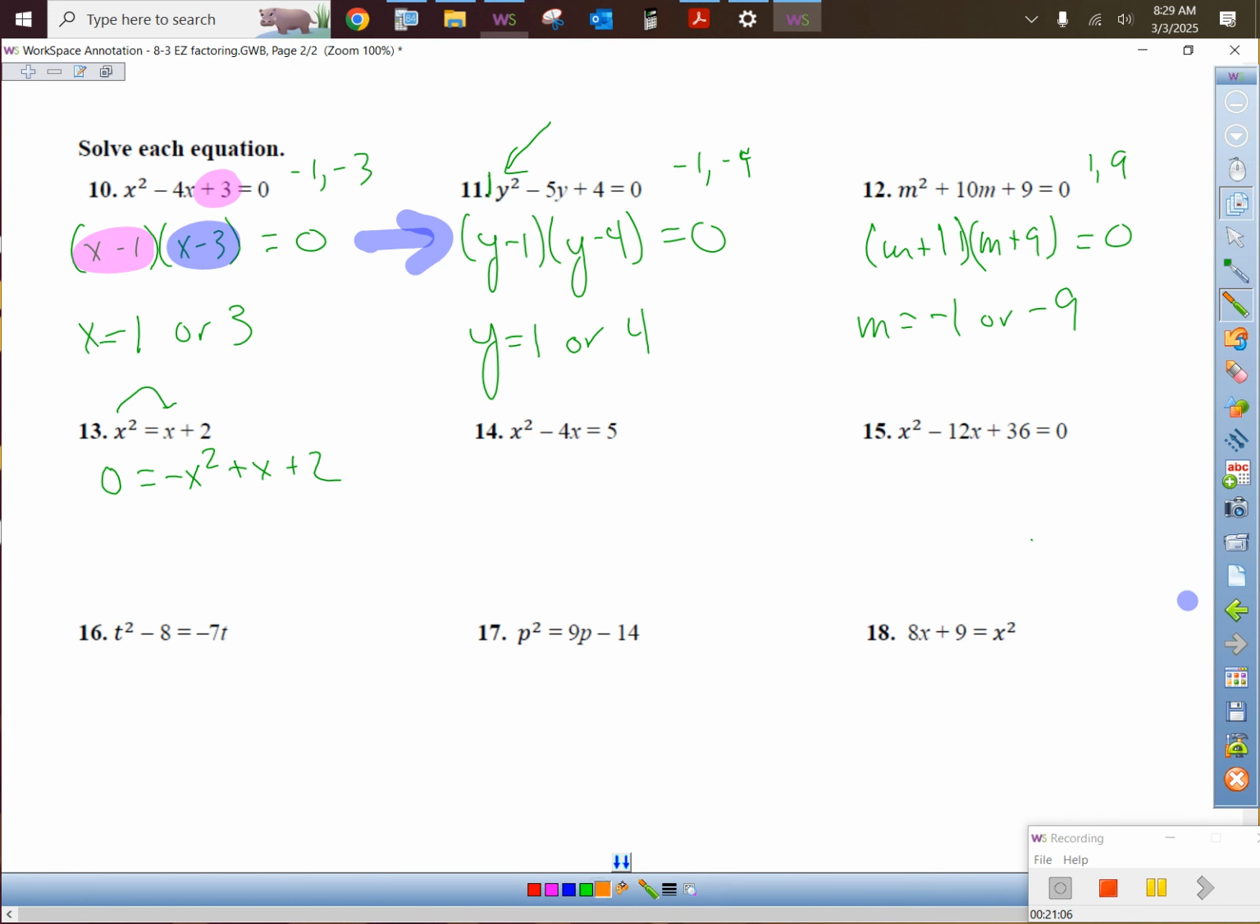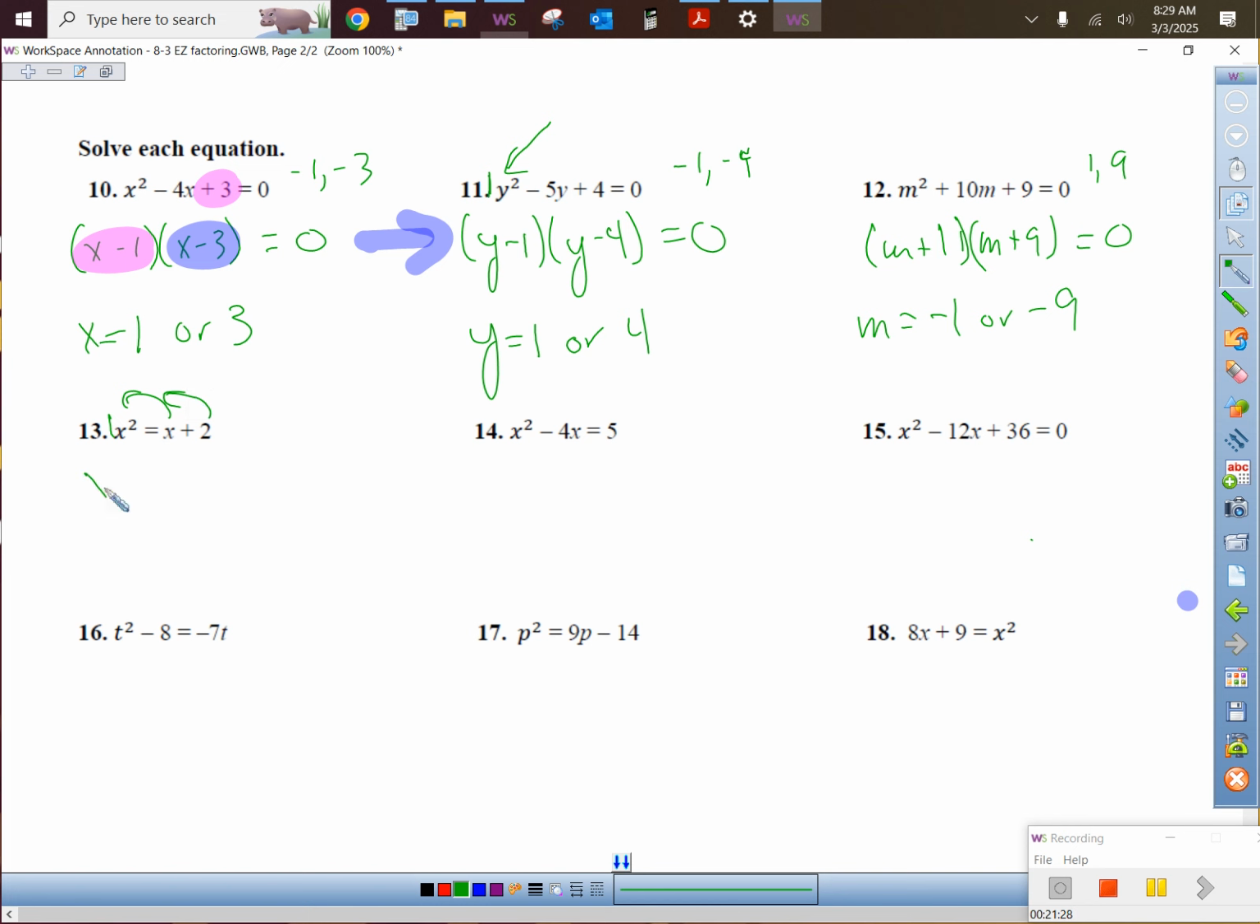What does the a value have to be? 1. And what did I make him? Negative 1. Not good, right? Can't do that to easy factor. You can do it, you'll have to frowny face factor that. That's a lot of work. How about we do something else? Isn't the a value already 1? Could we move these two dudes over to the other side instead, right?